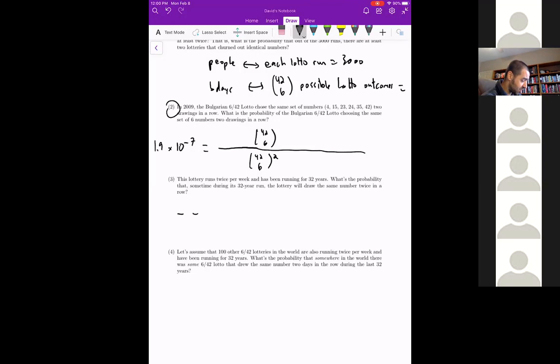Here's first run, second run, third run, fourth run, fifth run, sixth run, seventh run, eighth run, ninth run, and so on. Twice a week for 32 years. How many runs is that? 2 times 52 times 32, is that right? That's 3328, so more than 3,000 runs of the lottery.